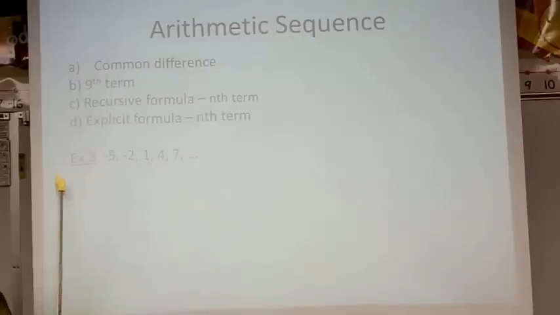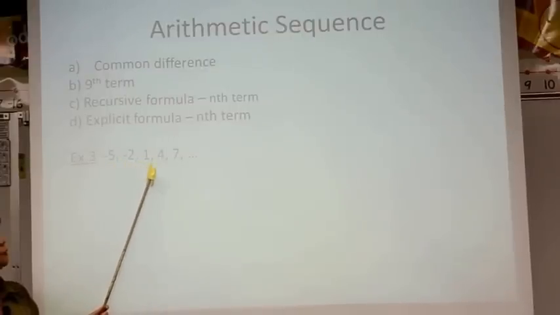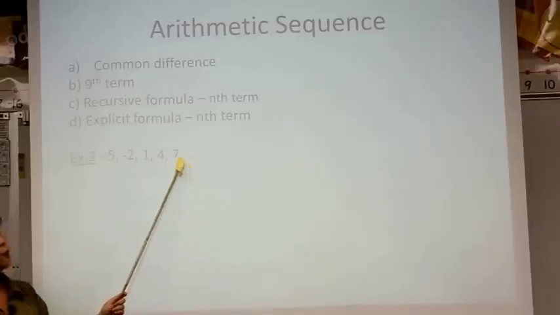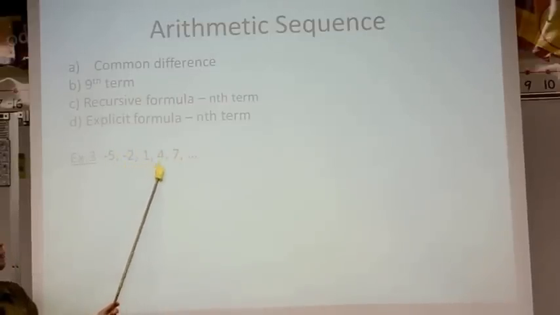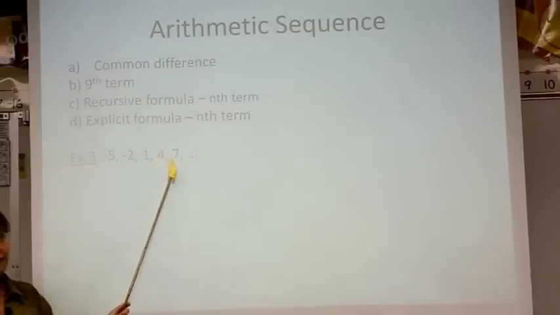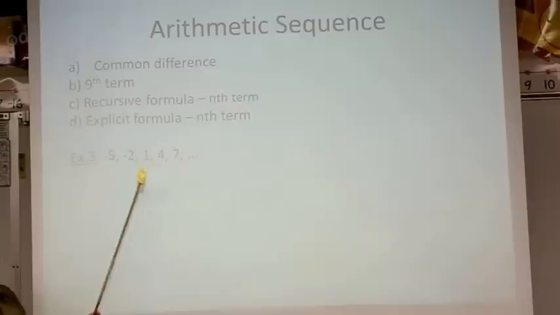Okay? So example 3 says I have -5, -2, 1, 4, 7, etc. So what is the pattern of this? Well, I'm going to add or subtract something right here. I think it's a little obvious that maybe I'm going to add 3, right? 1 plus 3 is 4. If I add 3 to this 4, will that give me 7? Yes. Okay, now let's check it on the other numbers as well.